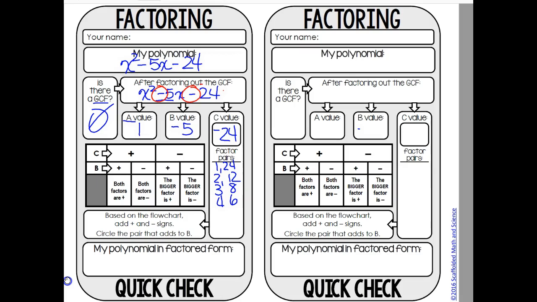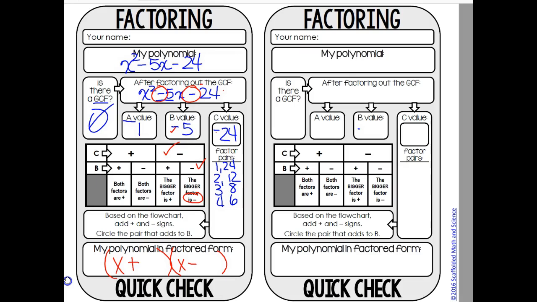So let's see where we are in our chart. Well, C is negative, so we're here. But B is also negative, so we're here. So it says the bigger factor is negative. When the back term is negative, we always need one of each. So we're going to have one plus and one minus.